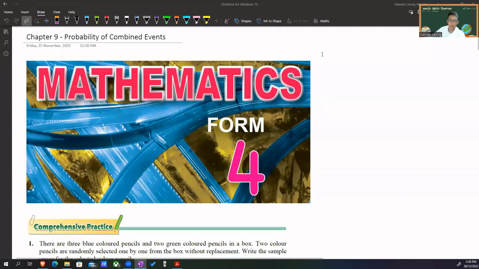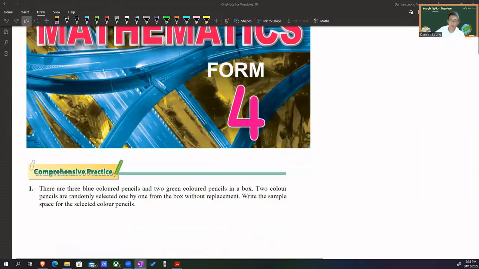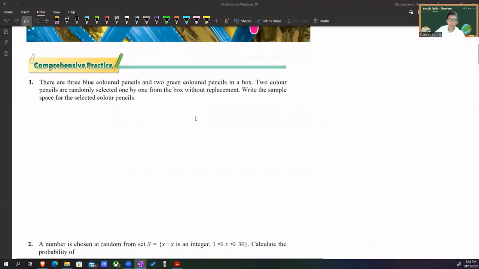So let's get to the questions right now. Alright, so let's look at the Chapter 9 Comprehensive Practice for Form 4. So we look at the first question here. There are 3 blue colored pencils and 2 green colored pencils in a box. So 2 colored pencils are randomly selected one by one from a box without replacement. So I want to write the sample space for the selected colored pencils.